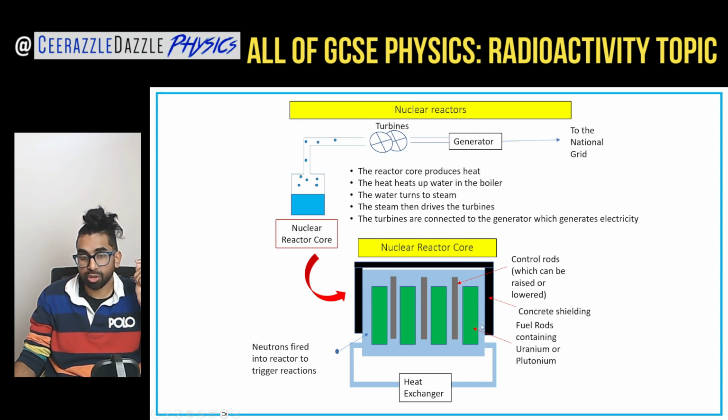There are things which are called fuel rods, which are separated. Yes, they're not touching each other, they're separated. In between each of these fuel rods, there is a control rod. The fuel rods contain the uranium or whatever fuel that you're using, could be plutonium, and the control rods are over here. The control rods can be raised or lowered.